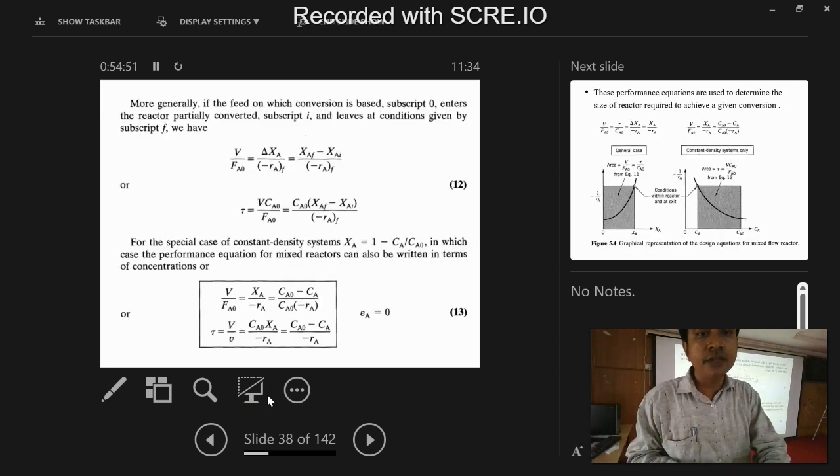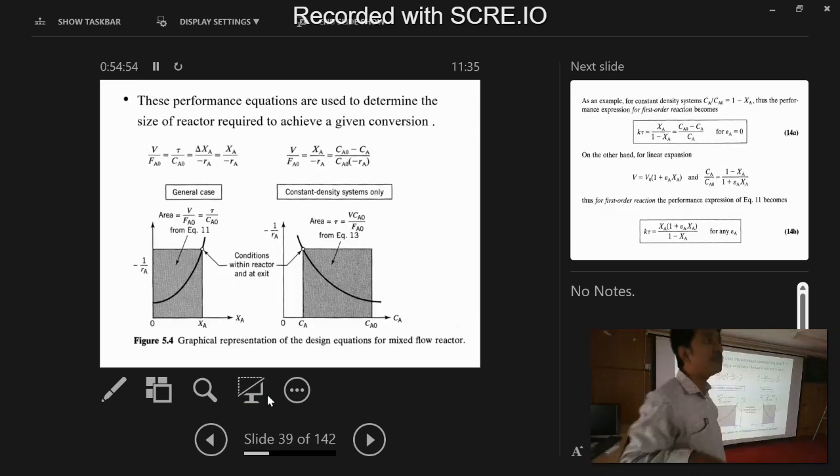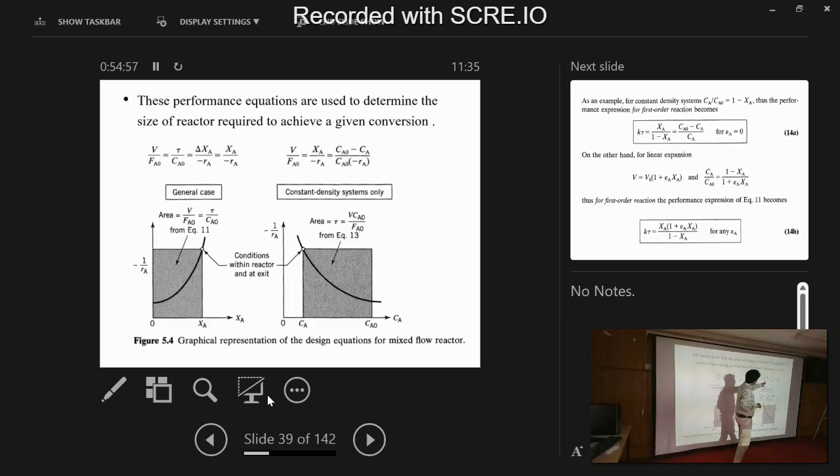Now look at the plots. V by FA naught is equal to tau by CA naught is equal to XA by minus RA. That means if I plot minus 1 by RA versus XA, I am getting V by FA naught as the area. The area is V by FA naught or tau by CA naught. Now you should ask a question here. In the earlier batch reactor, we took the area till this part only. Why am I taking the complete area now?